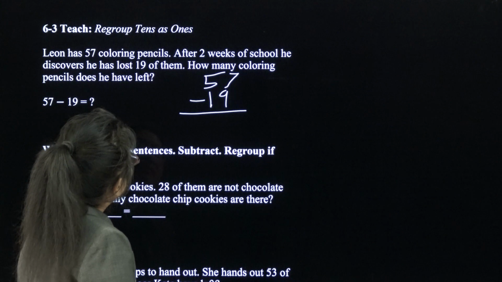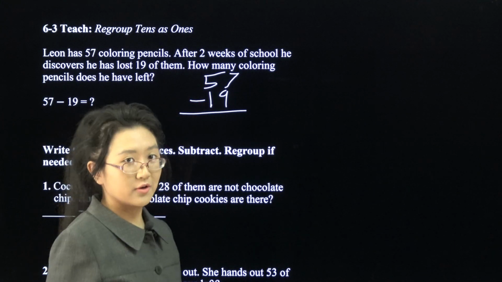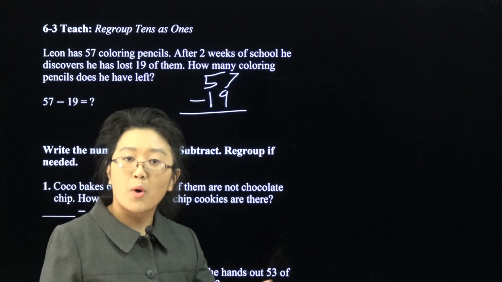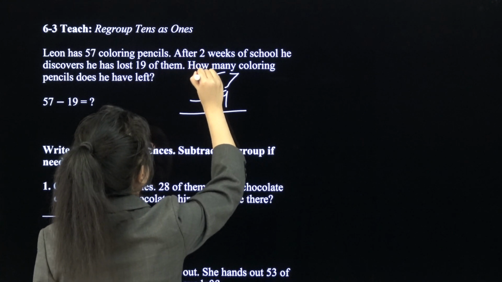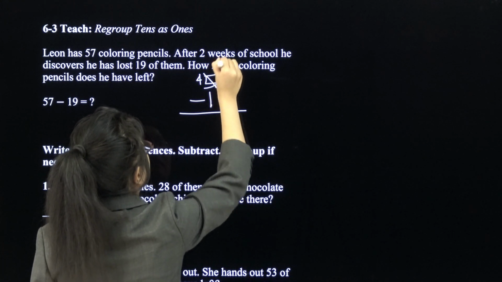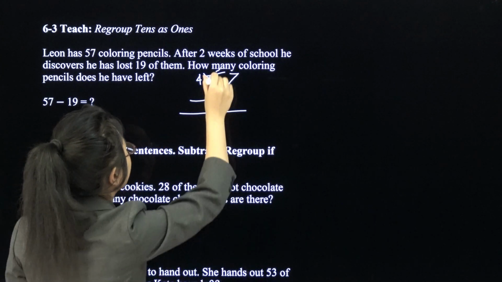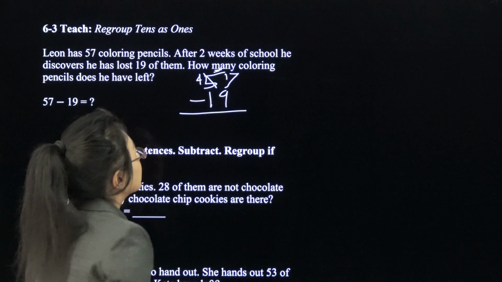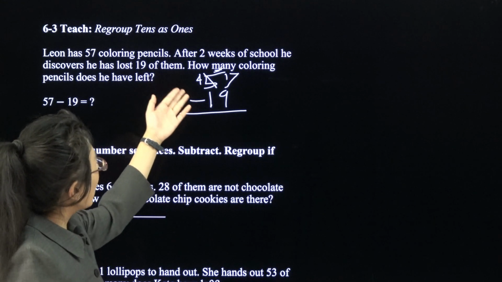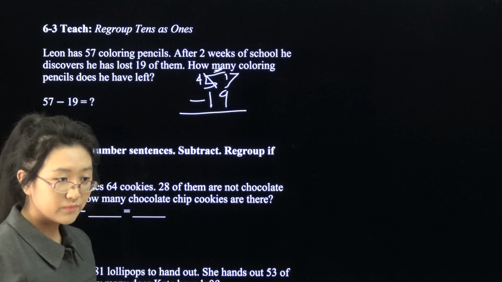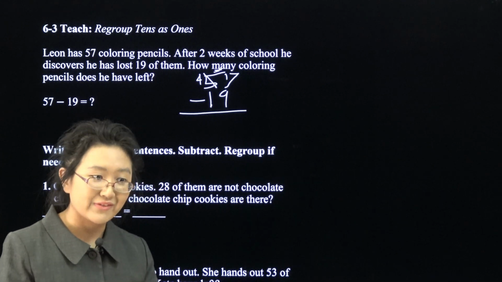So what do we do? Well, you see, there's 5 tens here. We're going to borrow a 10. So we cross out the 5, and it becomes 4. And then you add a 10 to the 7. And the 7 becomes 17. So this is 4 tens and 17, which is equal to 5 tens and 7, which is 57.